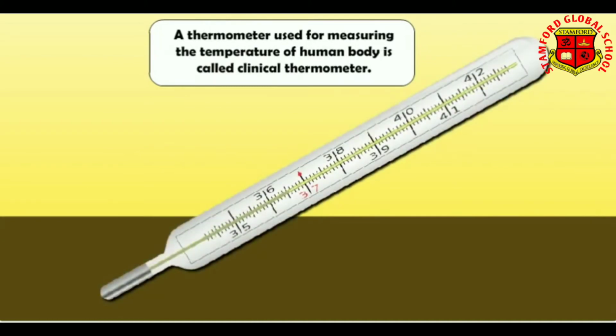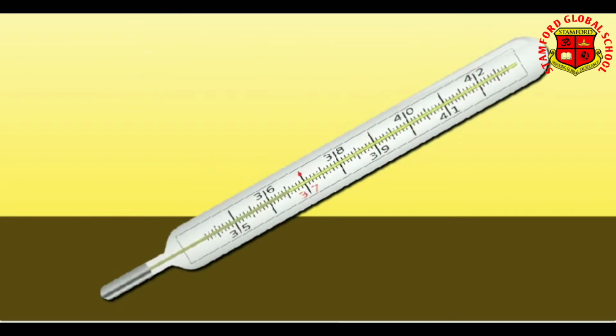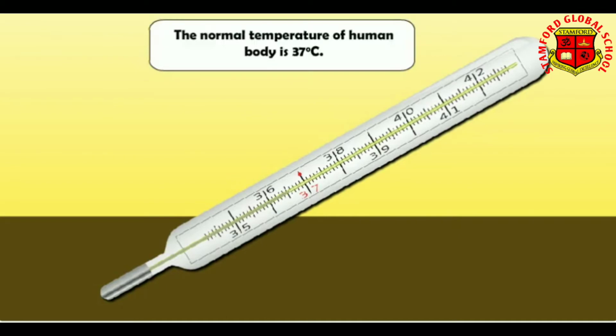Clinical thermometer. A thermometer used for measuring the temperature of human body is called clinical thermometer. A clinical thermometer has a very short range of temperature from 35 degrees Celsius to 42 degrees Celsius. A clinical thermometer has a kink in its glass tube on the tube side of the mercury thread. A clinical thermometer has usually 2 temperature scales marked on its glass tube on the 2 sides of the mercury thread: Celsius scale of temperature and Fahrenheit scale of temperature. The normal temperature of human body is 37 degrees Celsius.